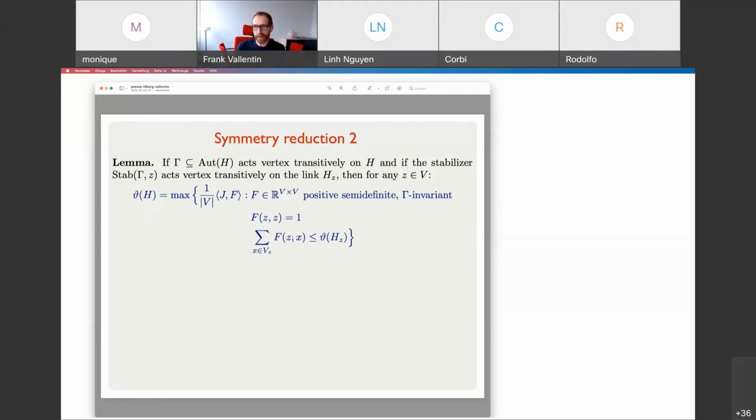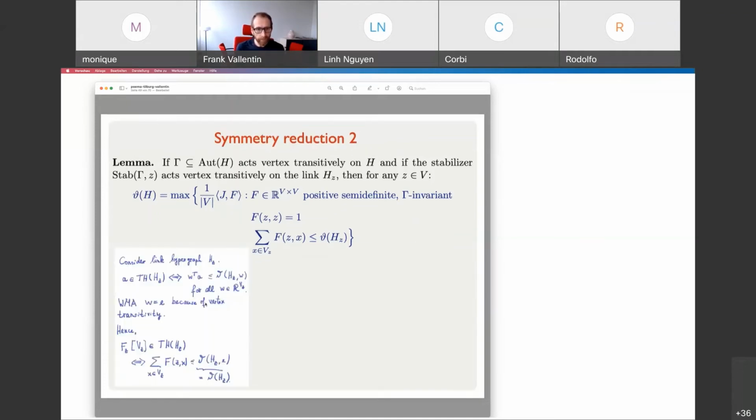This is just an inequality, and if we are able to compute the theta number of H_z by some analytic means, this simplifies the computation of theta of H. But for this, we need that the stabilizer is vertex transitive on the link graph. The argument is small, basically the same as before. So we have the link graph H_z.